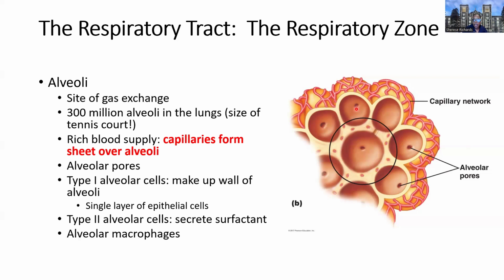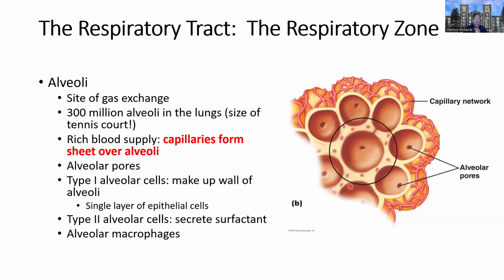Another feature here are the cells that actually make up the alveolar walls, the type 1 alveolar cells. These are sometimes called pneumocytes. You may see that term in other areas, but type 1 cells or type 1 pneumocytes make up the actual surface area, the wall of an alveolus. And it's a very thin epithelial layer that comes in contact with the endothelium of the capillaries.